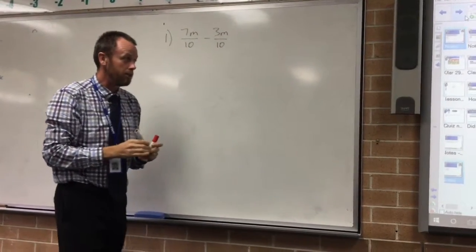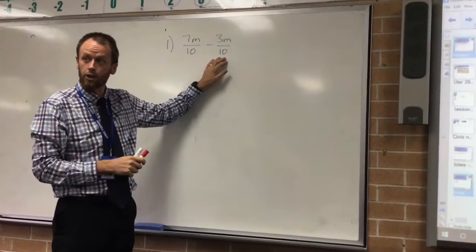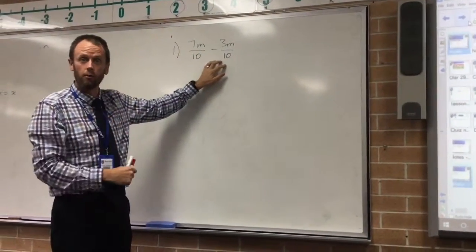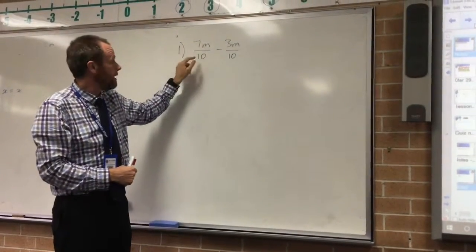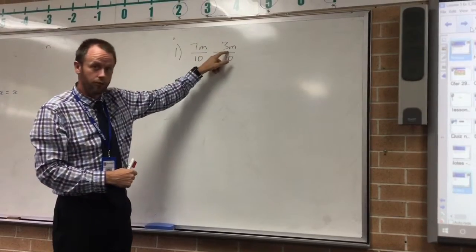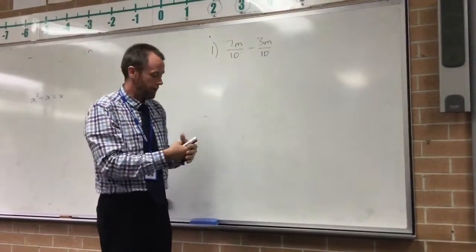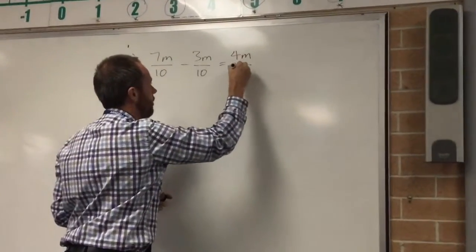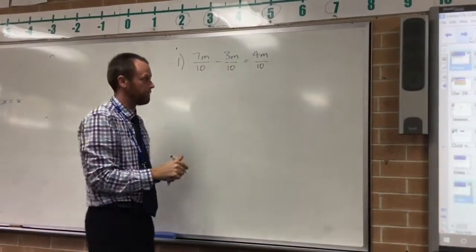Now our principle is we have to have a common denominator. And here in this question, we already have it. So that means, just like a normal fraction, we can deal with our numerator, or the top. 7m minus 3m. They are like terms with just the m. So therefore, we end up with 4m over 10. That is all the working you would need to do for that question.